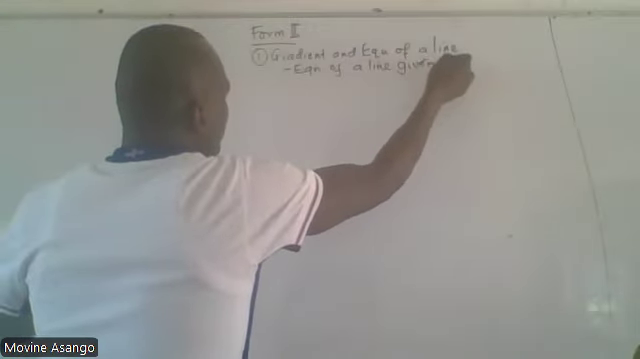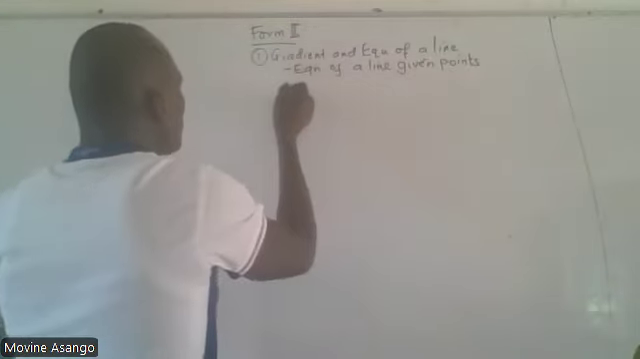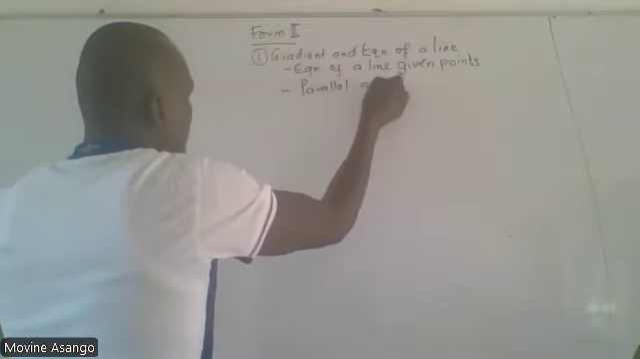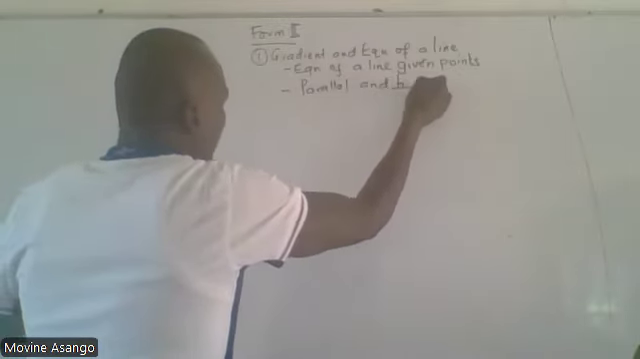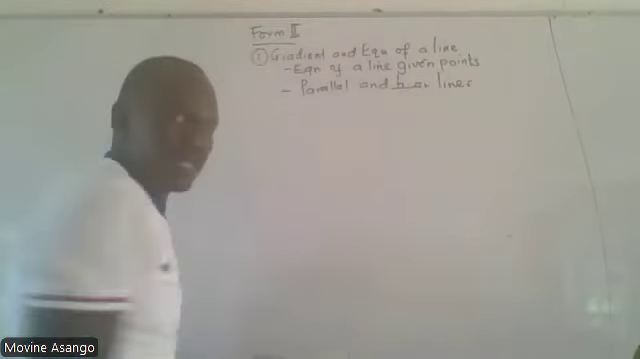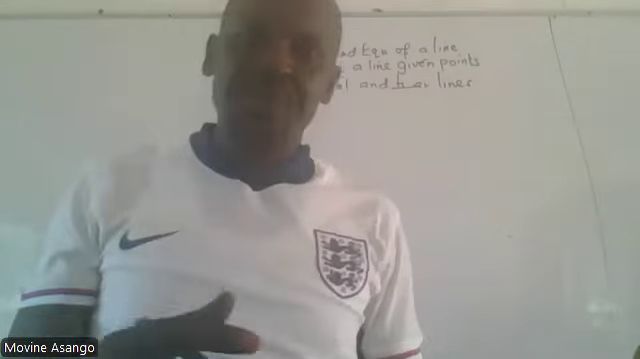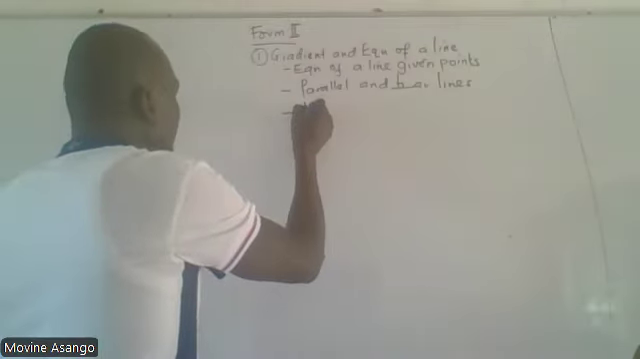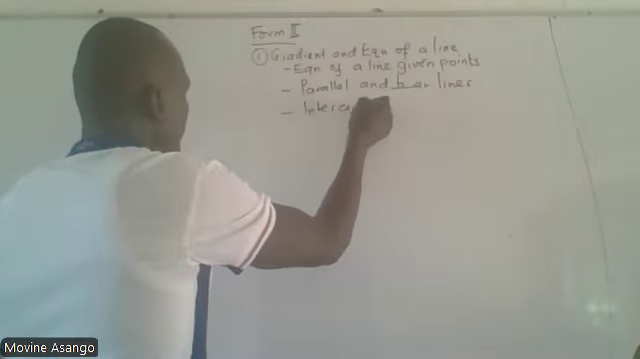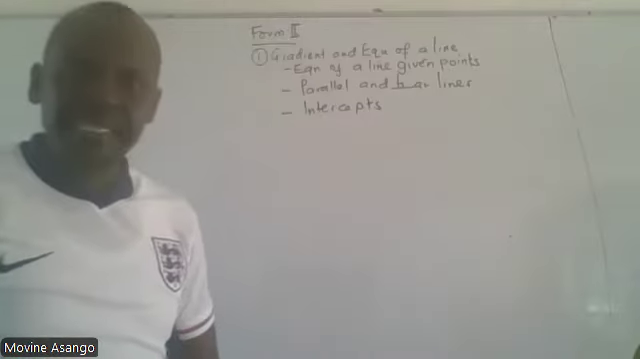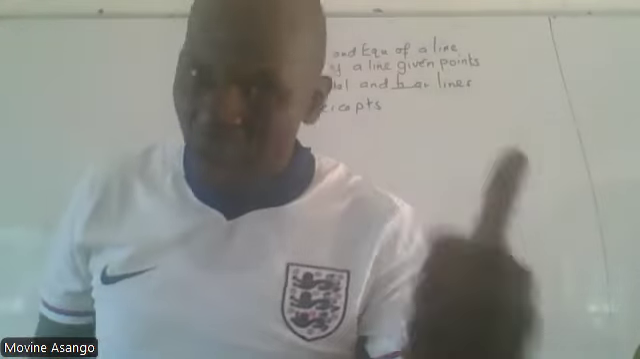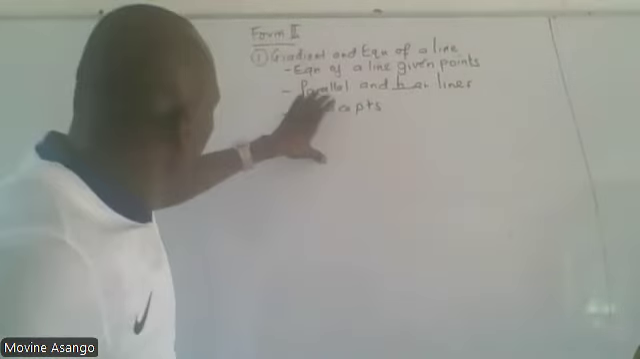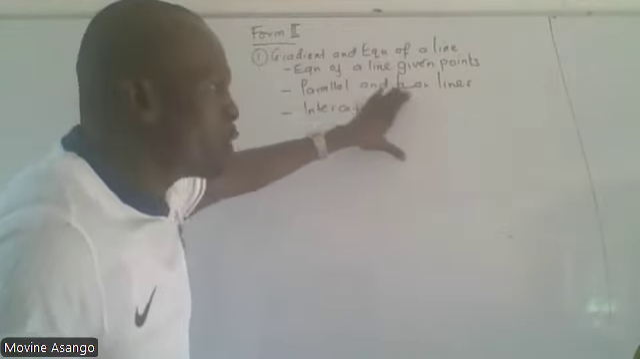Equation of a line given 2 points. You must also know the relationship between parallel and perpendicular lines. How do they relate in terms of their gradients? You must also know what we call the intercepts of a line. X-intercept: at the x-intercept, y is 0. At the y-intercept, x is 0. These are a must know under the gradient and equation of a line.